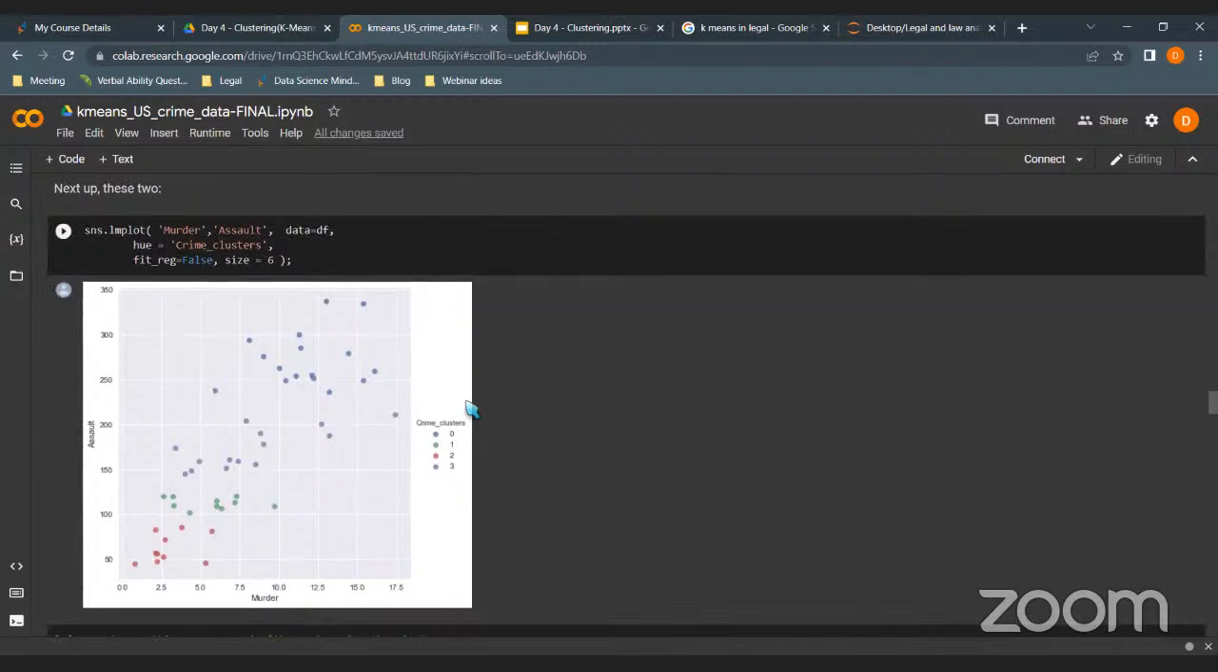Similarly, in this one we are looking at murder and assault. So we can see that when murder is low, assault is also low. So there is, you can say, a linear relationship. As the number of murders grows, assaults also grow. So we can see that in the 0th cluster, the most number of murder victims are there.